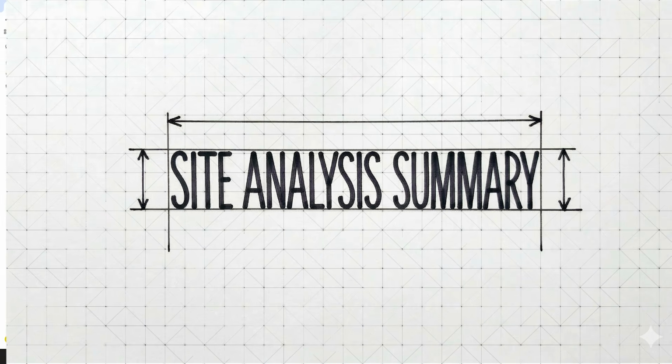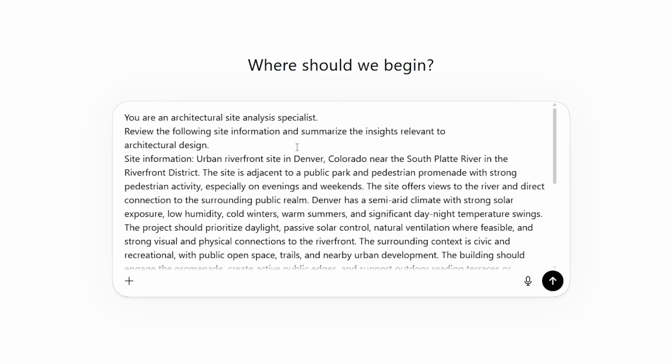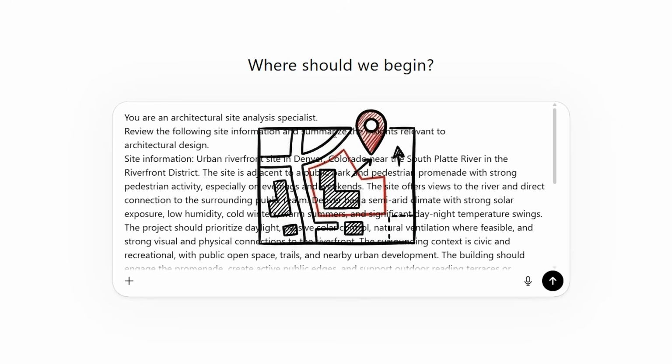Let's do a site analysis summary. Copy and paste the prompt that's linked in the description below and fill in all of the brackets. One thing that you could do for this prompt is possibly upload an image of your site plan. This image can be annotated, and ChatGPT can read all of that.